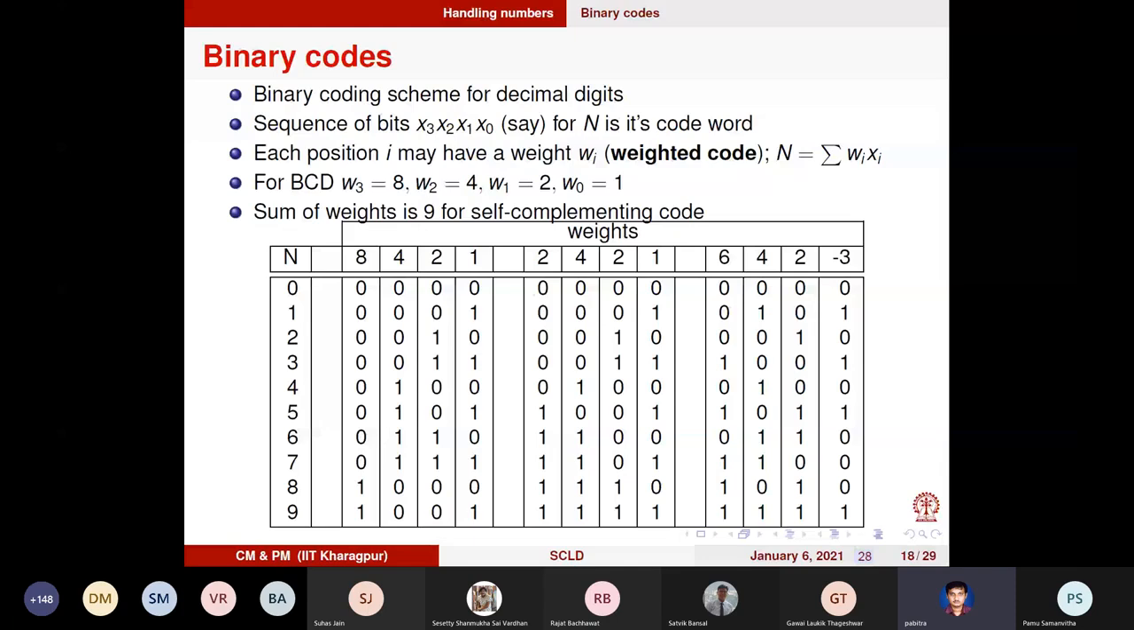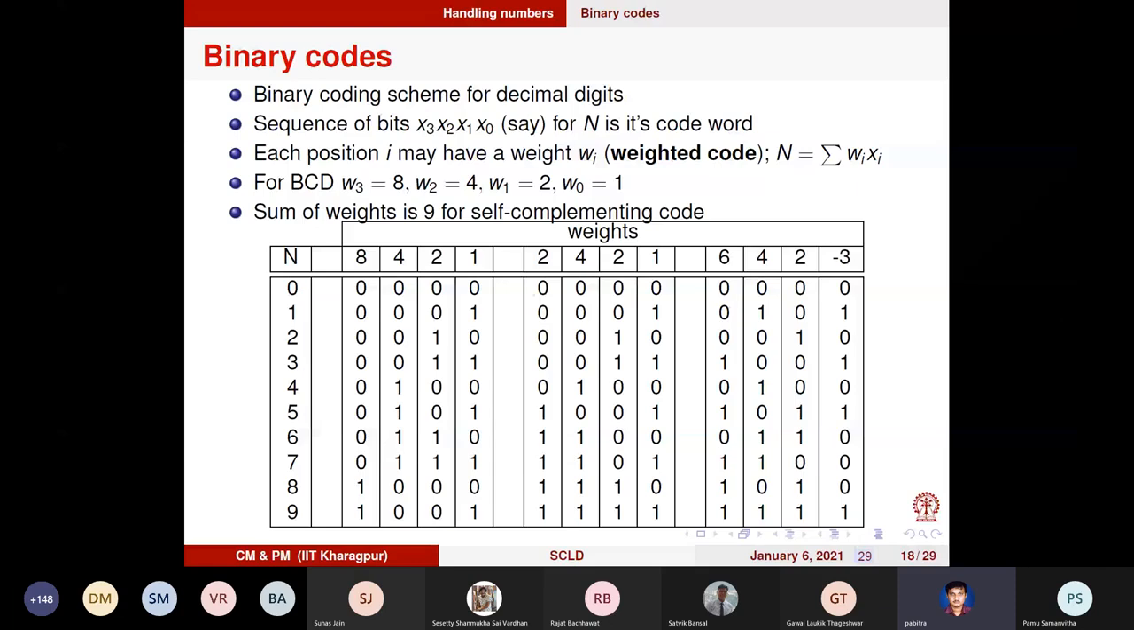Self-complementing code: what it means is that if you take a decimal number and find its ninth complement. What is the ninth complement? In a decimal number, every digit you replace by 9 minus that digit. So if you have a 3-digit decimal number, the ninth complement of that number is 999 minus that number.